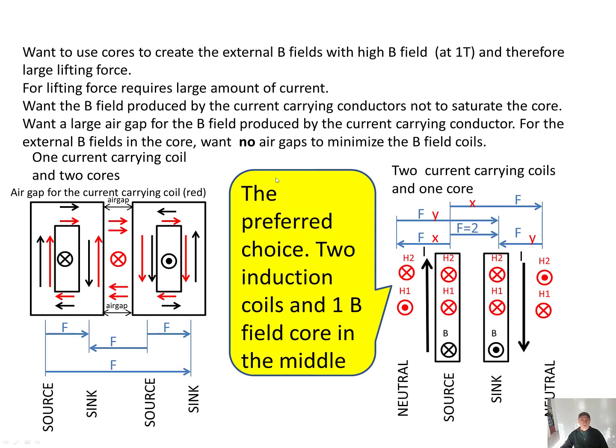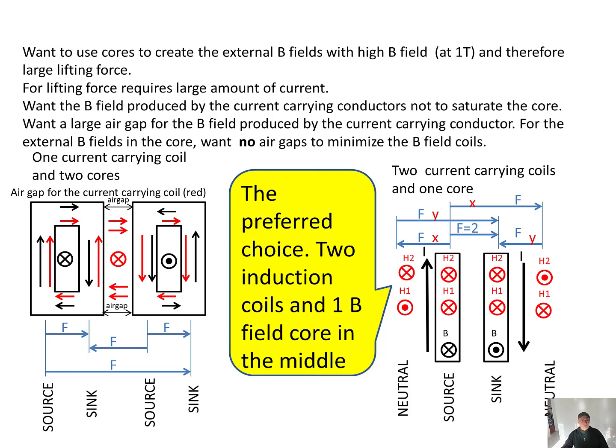We want to use cores to create the external B field with a high B field at 1 Tesla and therefore large lifting force. The lifting force requires a large amount of current. We want the B field produced by the current carrying conductors not to saturate the core. We want a large air gap for the B field produced by the current carrying conductor. For the external B field in the core, we want no air gaps to minimize the B field coils.